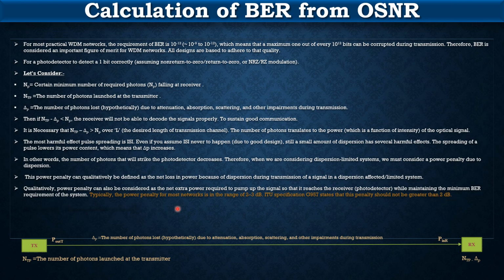Typically, the power penalty for most networks is in the range of 2 to 3 dB. ITU specification G.957 states that this penalty should not be greater than 2 dB. So a 2 to 3 dB power penalty is typically considered, but as per ITU it should not be greater than 2 dB. This means we must design a network in which a power penalty greater than 2 dB is not required. BER is equal to 1/2 erfc(Q/√2), where Q in dB is equal to OSNR + 10 log10(B0/Bc), which we have seen previously.